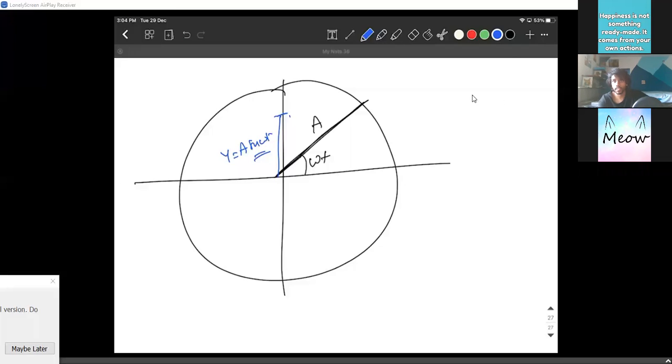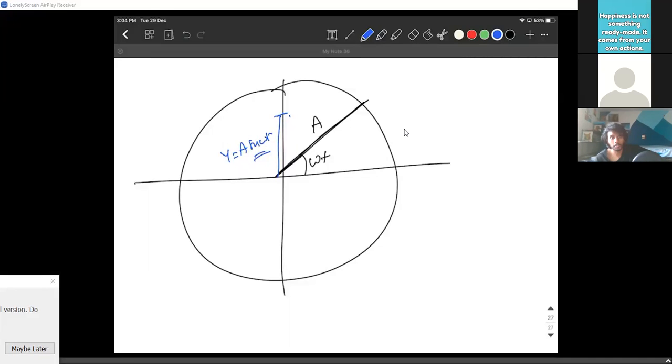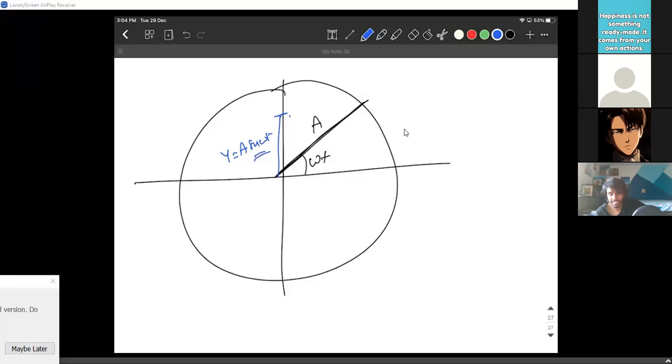You want to talk about acceleration? You want to talk about speed? Sir, I want to talk about velocity, sir. Velocity, yeah. Let's do the velocity itself.